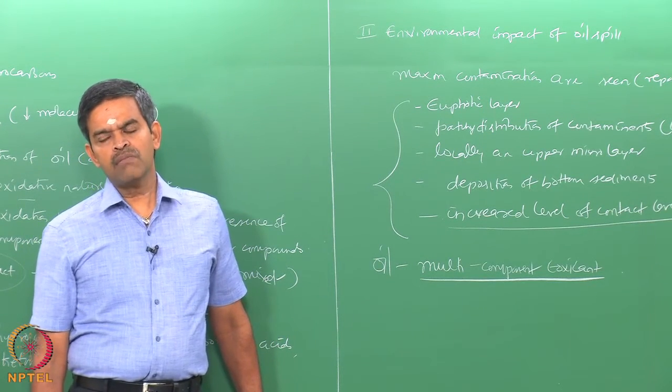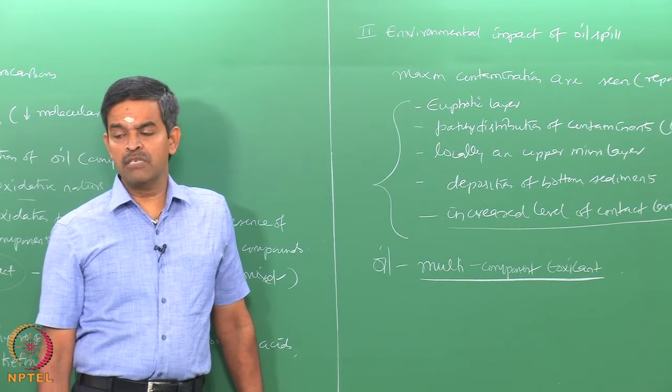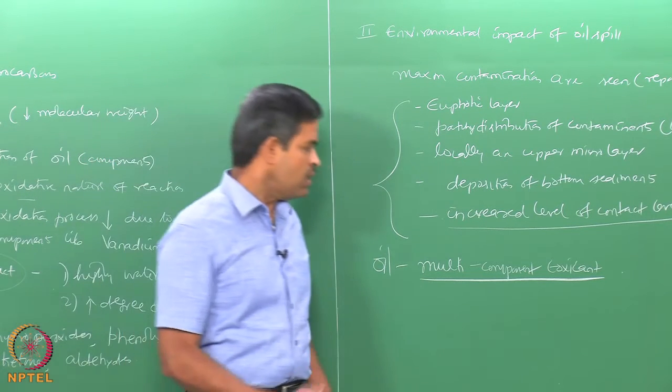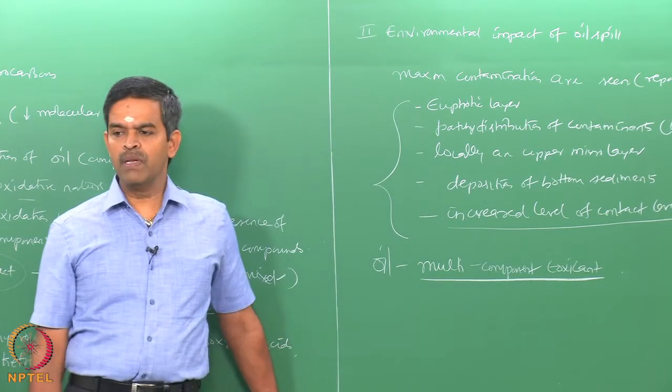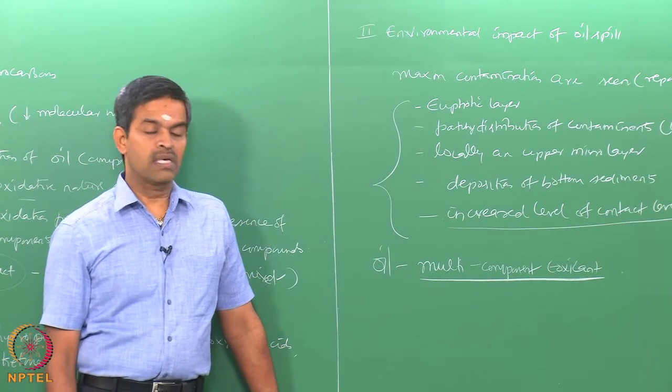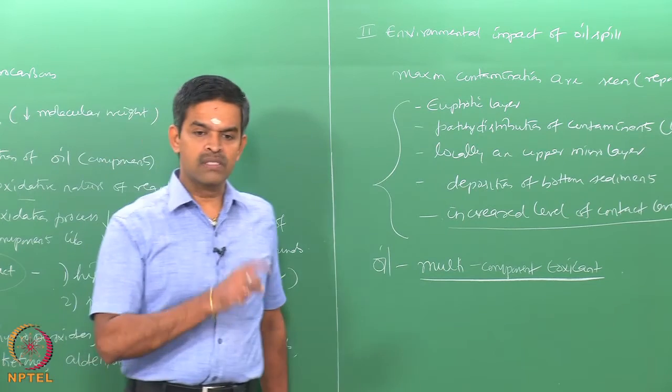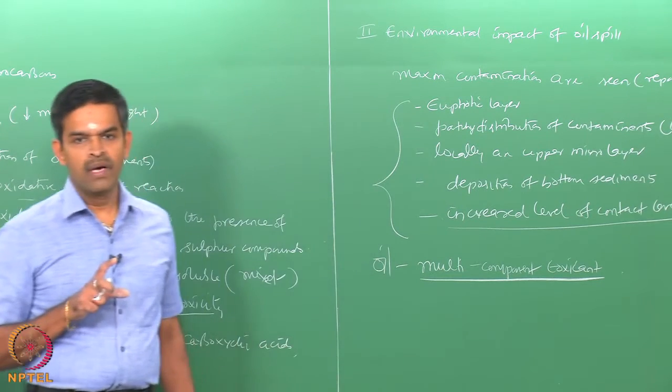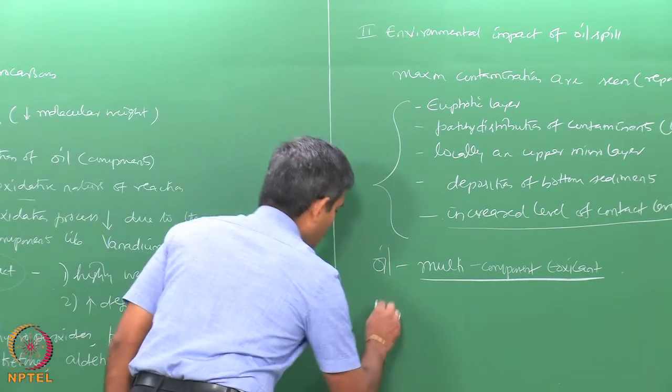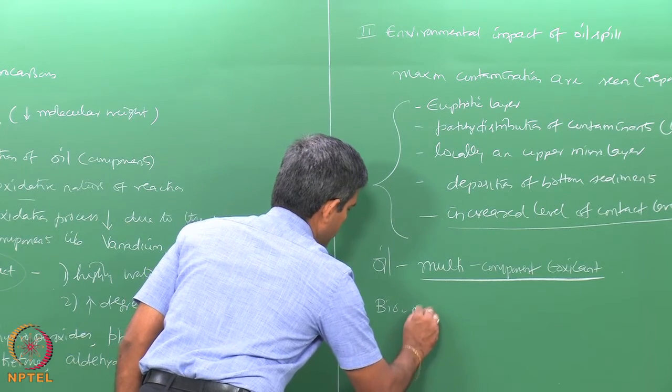Now, the question that arises in mind is how to actually estimate this, how to know, how to quantify the oil spill or oil pollution or the contamination which has come essentially from the oil spill. There is a method by name biomarker methodology.